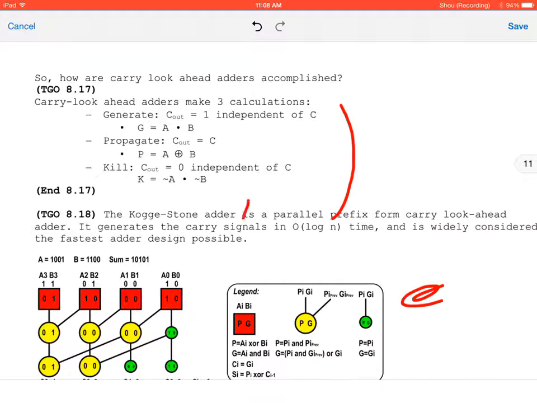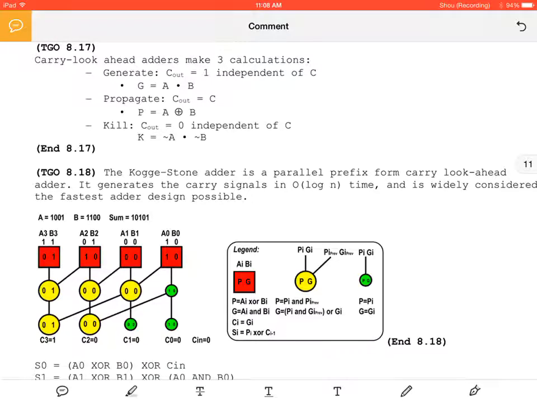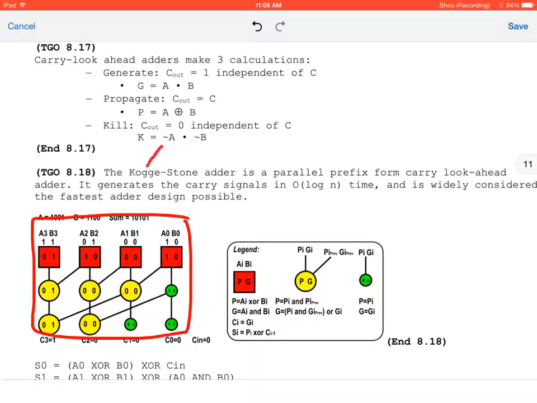And I'm going to scroll up just a little bit to the top here. Okay, so with Kogge-Stone adders, you see here, this is a 4-bit Kogge-Stone adder. This is Peter Kogge and Harold Stone. The Kogge-Stone adder is a parallel prefix form of carry Lookahead adder. It generates carry signals in big O log n time, and it's currently considered the fastest adder design. Peter Kogge is also, for those of you who've taken 385, the guy who invented pipelining. He's also written the fundamental textbook for pipelining.